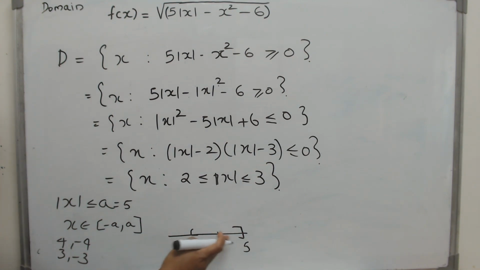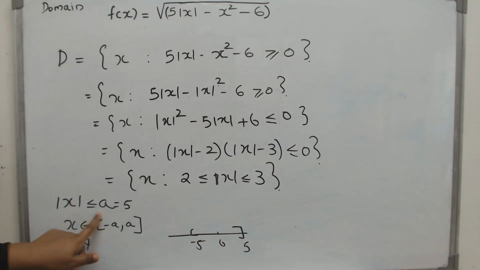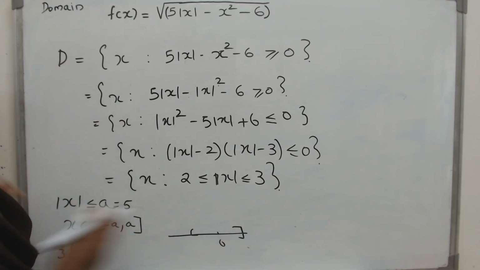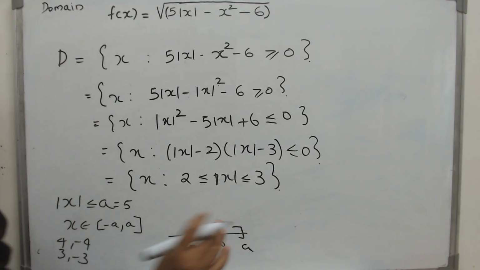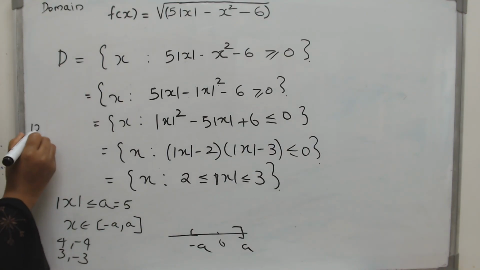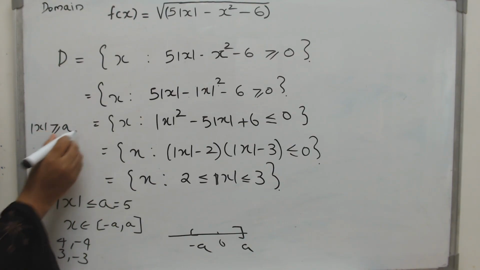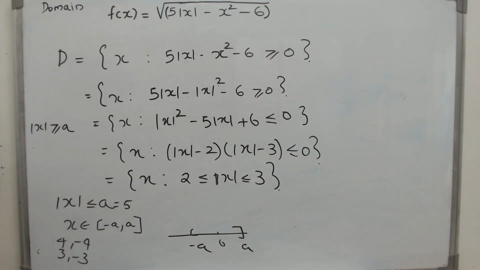4 and minus 4, 3 and minus 3, 2 and minus 2. So if you want the solution set for modulus of x less than or equal to a, it is just this interval here, which is minus a to a. And in case you are wondering what is the solution set for modulus of x greater than or equal to a, again the same logic follows.